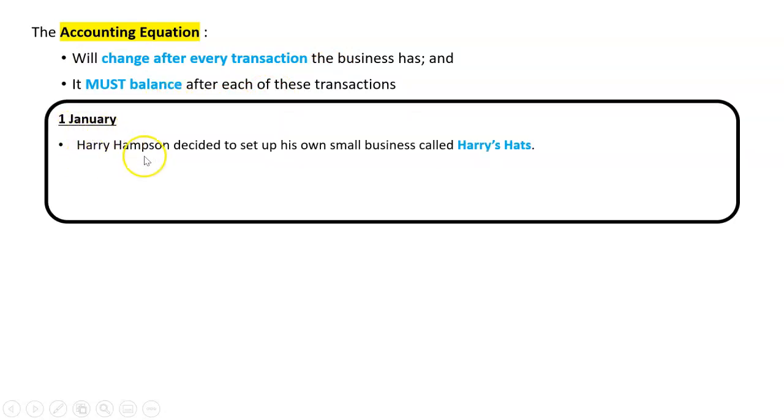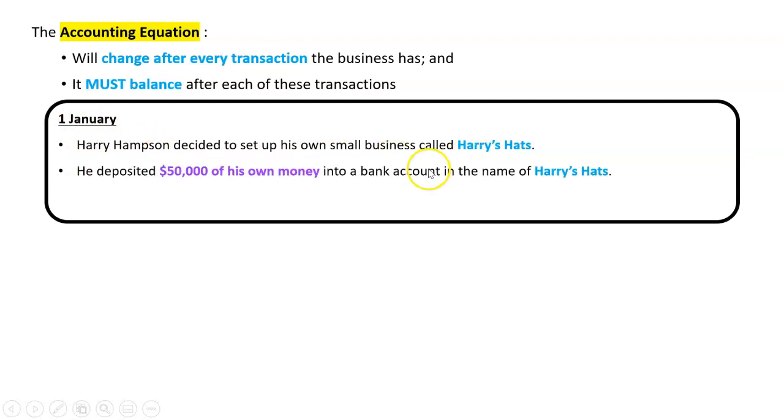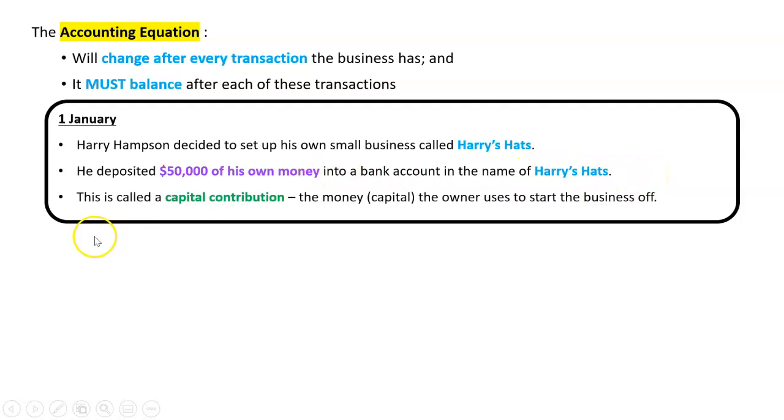Let's say on the 1st of January, Harry Hampson decides to set up his own business called Harry's Hats. He deposits $50,000 of his own money into a bank account in the name of Harry's Hats. That is called a capital contribution. Our entity principle, our accounting assumption, says that Harry and the business are separate entities. Harry's now given his own personal money to the business. That's called a capital contribution.